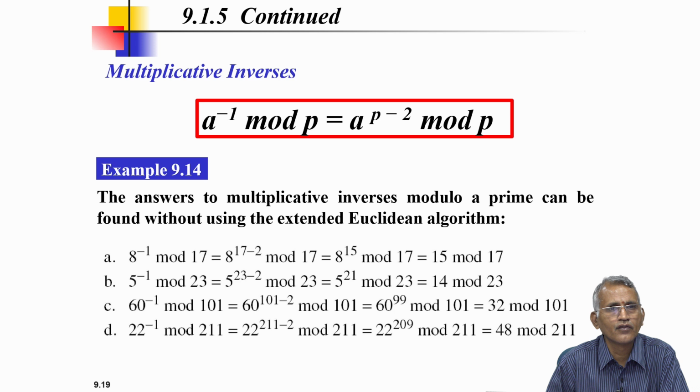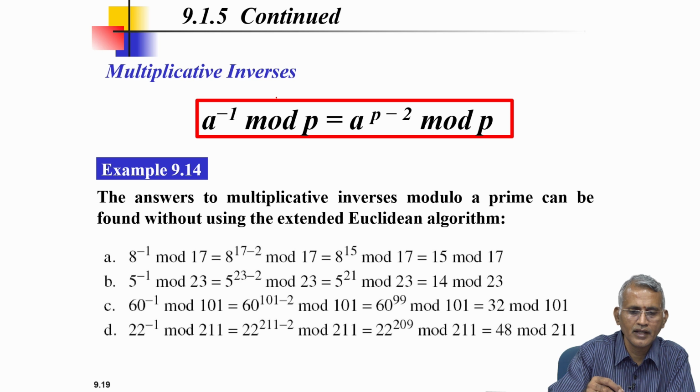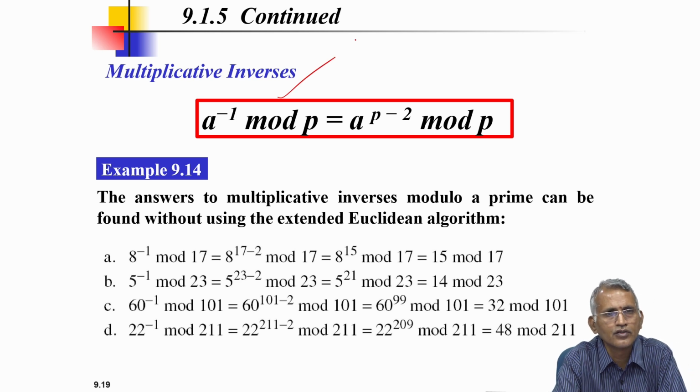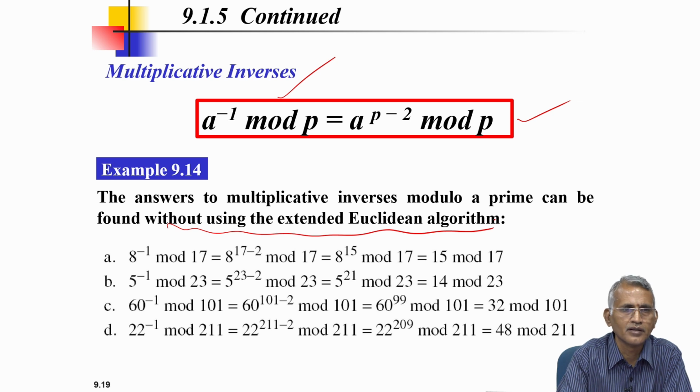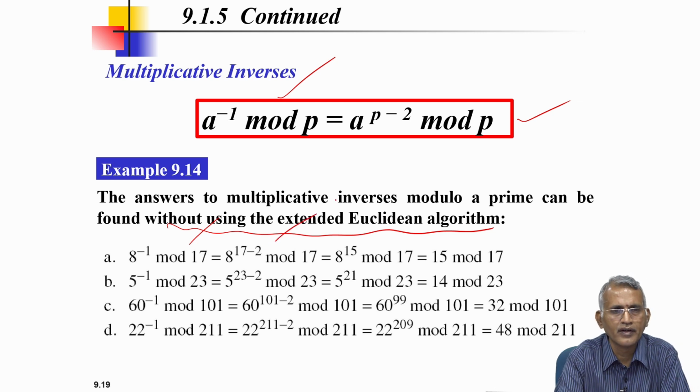We can also find the multiplicative inverse using these ideas: a power minus 1 under modulo p is equivalent to a power p minus 2 under modulo p. So the multiplicative inverse under modulo a prime can be found without using the extended Euclidean algorithm. So 8 power minus 1 under modulo 17 can be written as 8 power 17 minus 2 under modulo 17, which is equal to 8 power 15 under modulo 17. So 8 power 15 is nothing but 15 under modulo 17.